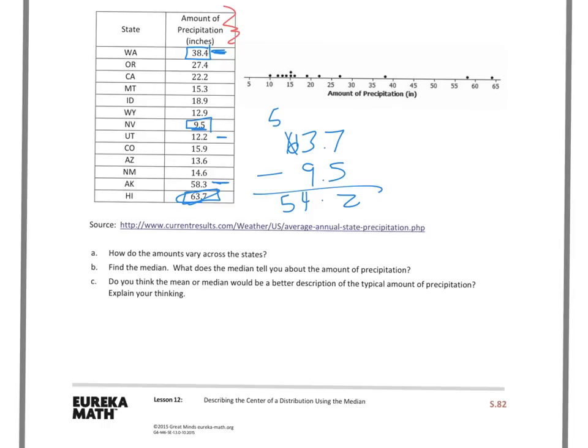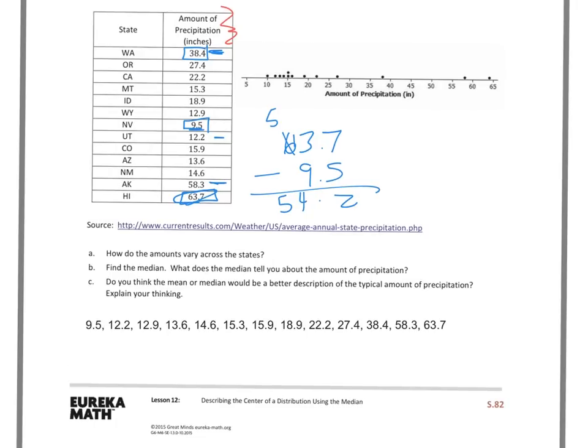So down below, we'll take a look at B. Find the median. What does the median tell you about the amount of precipitation? So the median means I have to put all of these numbers in order from least to greatest. And then I'm going to cross off to find out which one falls into the middle. So I'm going to put these in order from least to greatest right now. So there's my numbers in order. And now what I got to do is cross off from the outside.